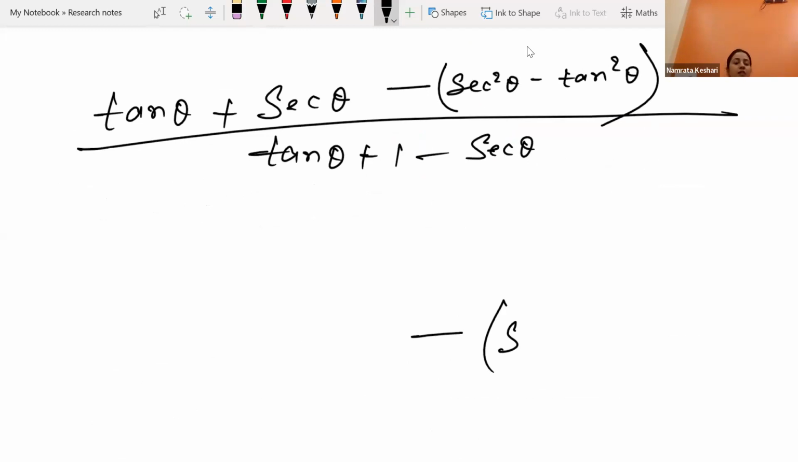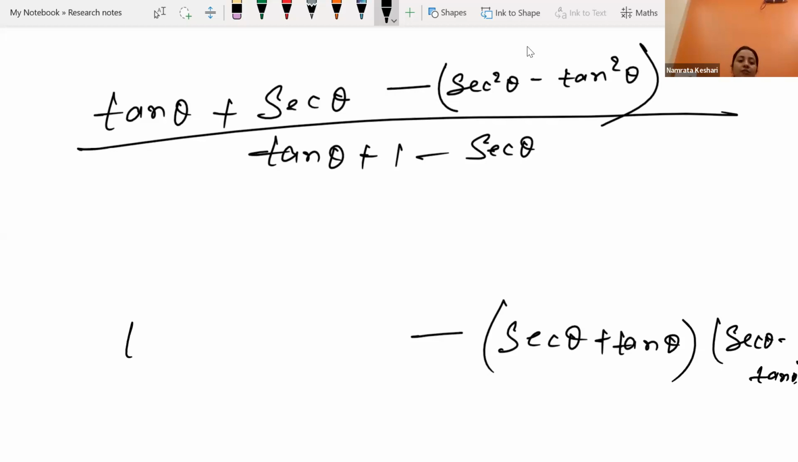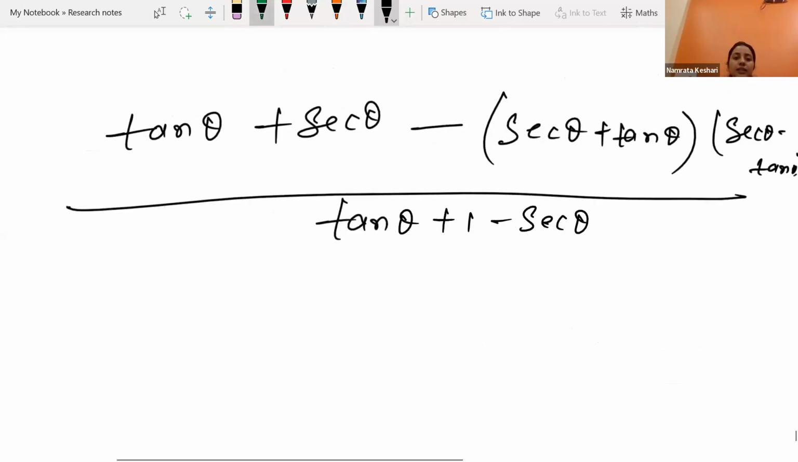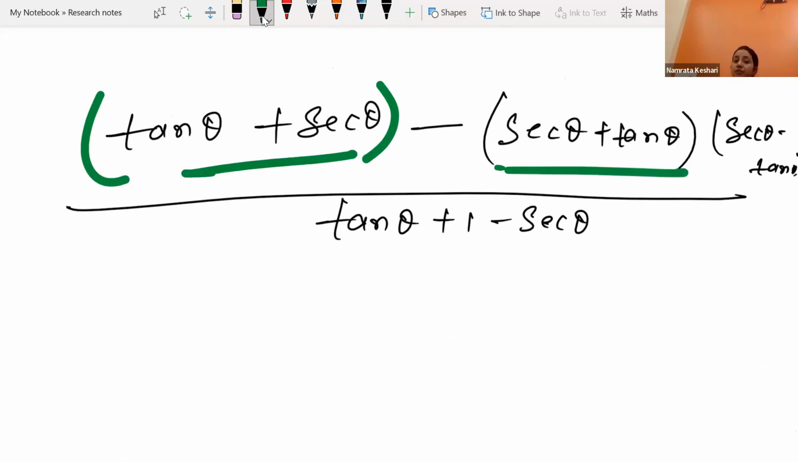Let's continue. Sec square theta minus tan square theta looks like a square minus b square. So we can write a plus b in one bracket and a minus b in another bracket: sec theta plus tan theta in one bracket and sec theta minus tan theta in another. In the denominator, we have tan theta plus 1 minus sec theta. Now we can take out the common factor. This term tan theta plus sec theta is there in both places.